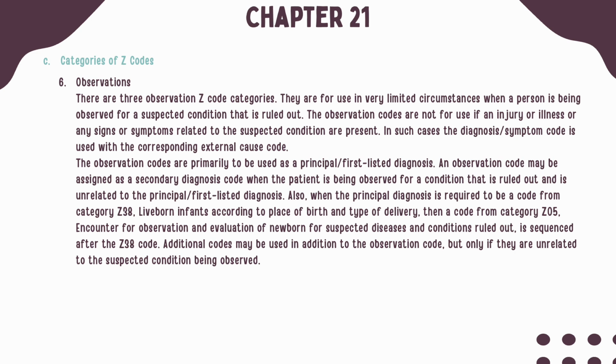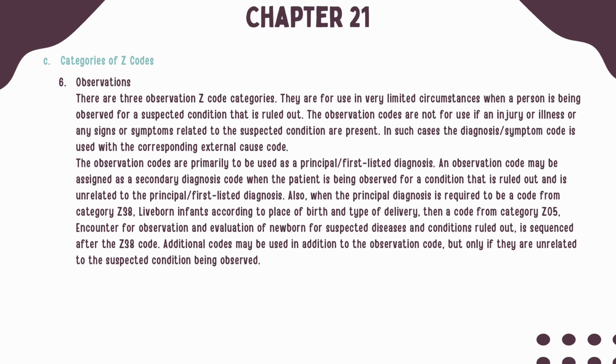In such cases, the diagnosis or sign and symptoms should be assigned with the corresponding external cause code. These observation codes are primarily used as principal and first listed diagnoses. However, they can be used as secondary diagnoses when the patient is being observed for a condition that is ruled out and is unrelated to the principal or first listed diagnoses.